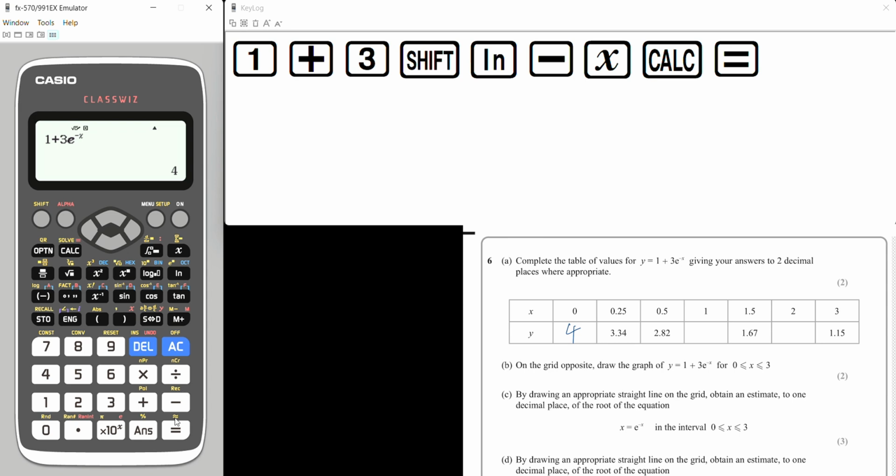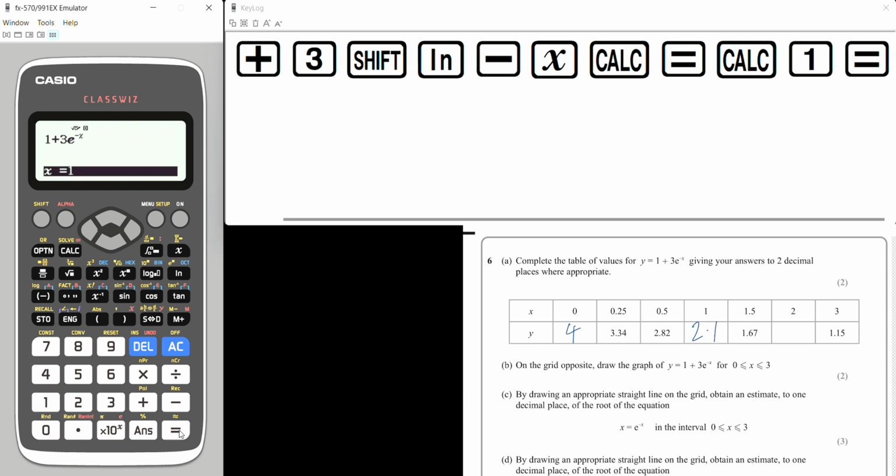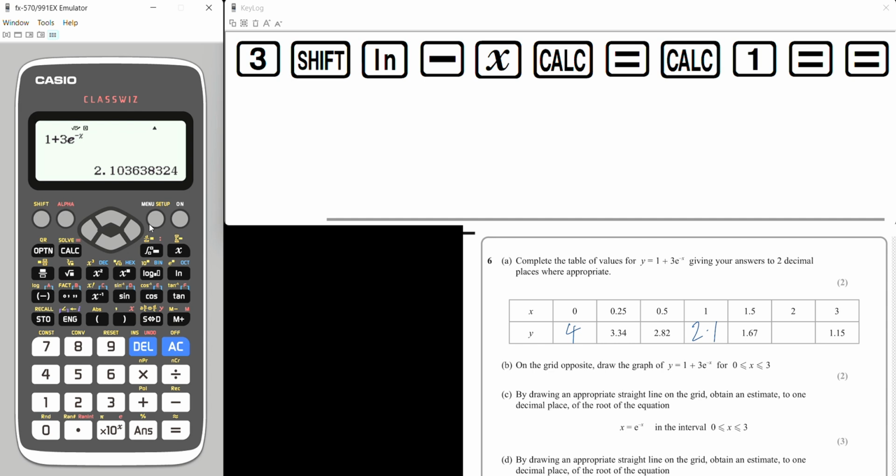And then I'll do the same for 1, which is required. So press the CALC button again and make it 1, and then equals. Again, 2.1.